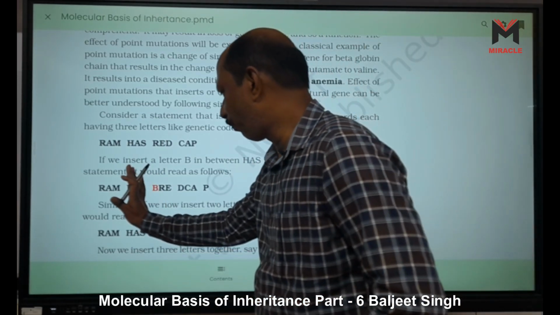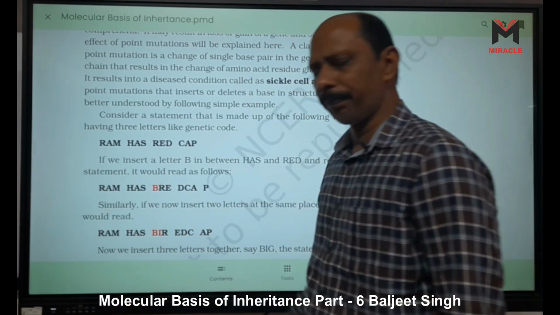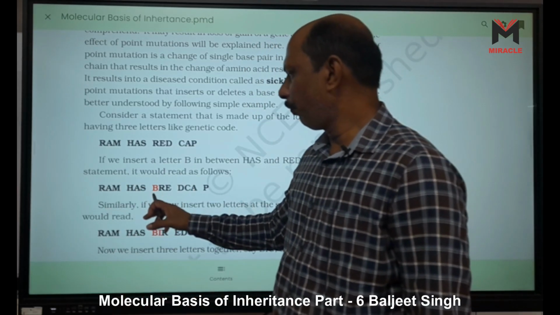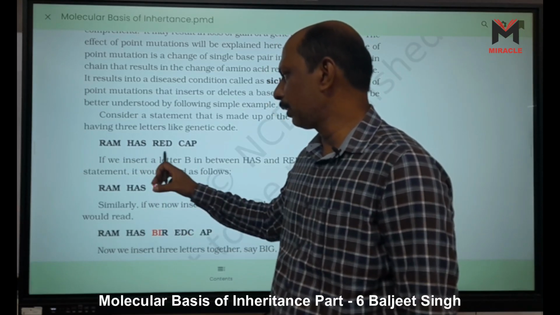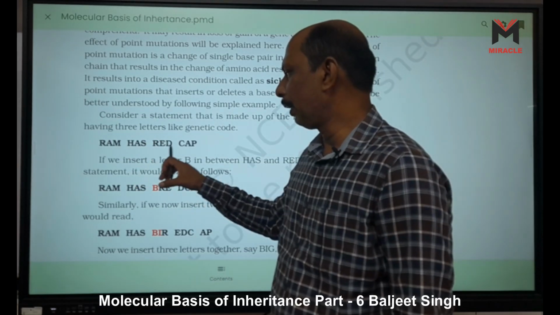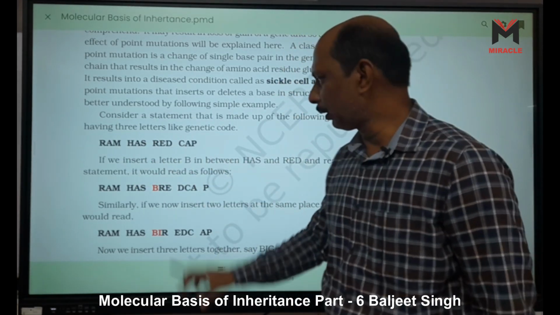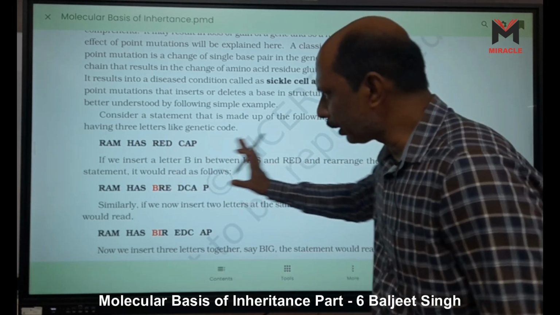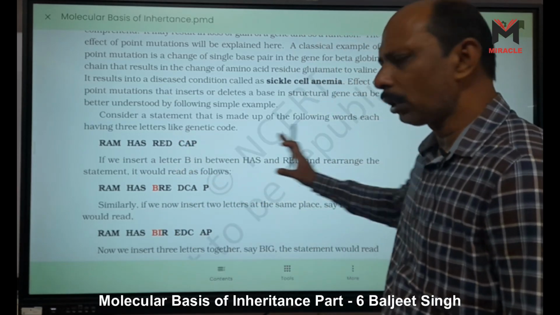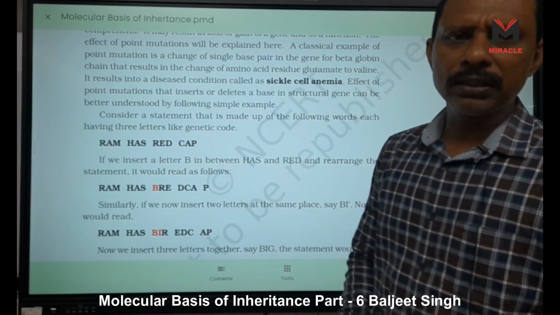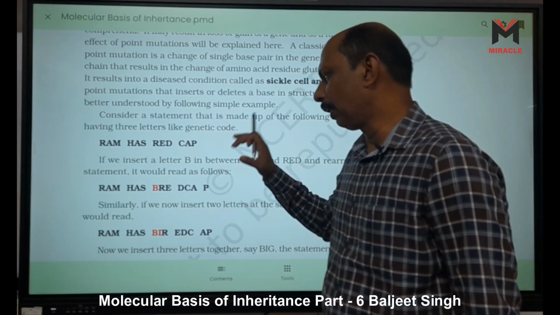This one is a frame shift. This is also a point mutation, but it is a frame shift. Frame shift means if we add one more, then this one is changed, that one is changed. We can say after has, red is changed, cap is changed. If other genetic codes are there, all the genetic codes are changed. So we can say the total frame is changed. That's why it is called frame shift mutation. Ram has B, D, C, A, P, right?